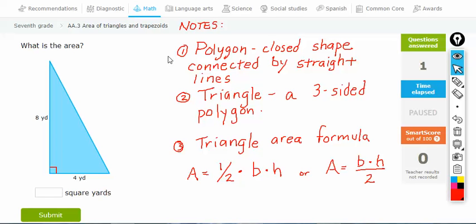Alright, these are your notes. Put in your journal. Review: a polygon is a closed shape connected by straight lines. Number 2, a triangle is a three-sided polygon, and to find the area of a triangle you use the formula below. You can write the formula two different ways, but they're basically the same thing. You can find the area by taking half times base times height, or you can do base times height and then divide that by 2.